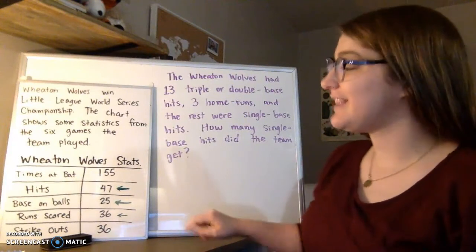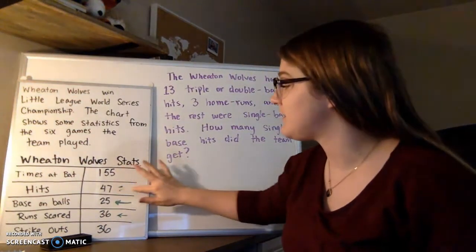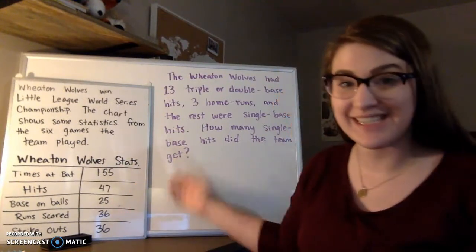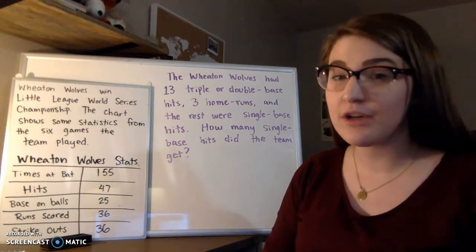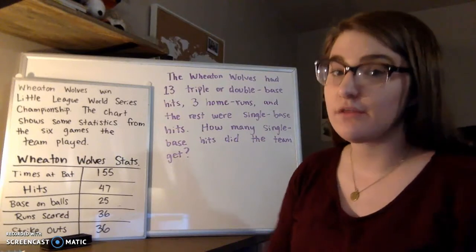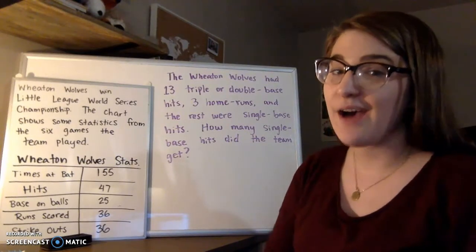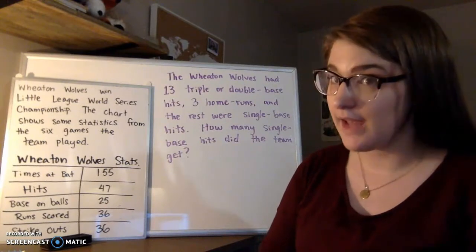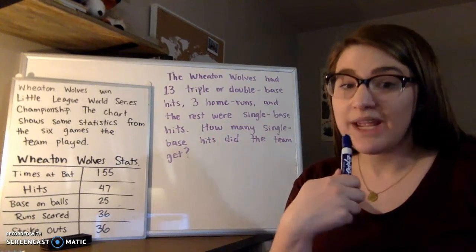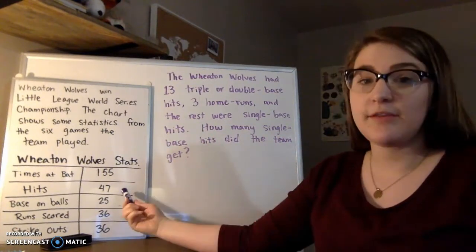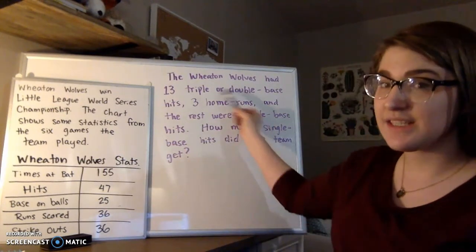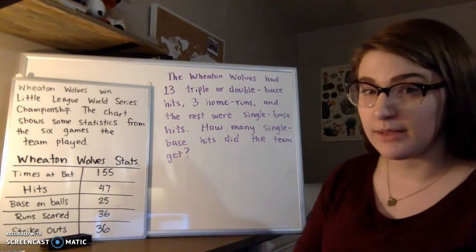All right, so this is going to be the last question that we are going to answer using the information that we got from our statistics here. It says the Wheaton Wolves had 13 triple or double base hits, 3 home runs, and the rest were single base hits. How many single base hits did the team get? All right, so this one's a little bit different because we are going to combine some of the information that we get from the statistics on this chart and some of the information that we get from the word problem.